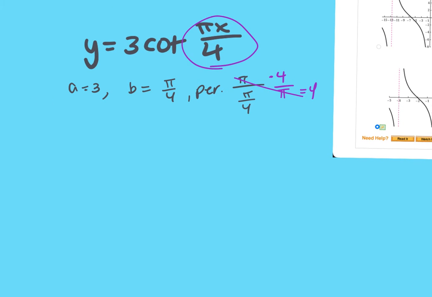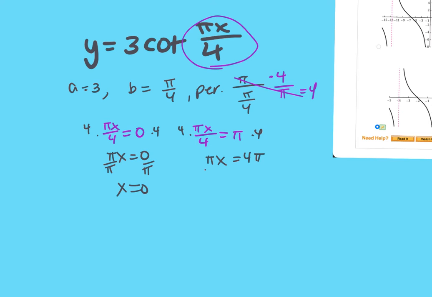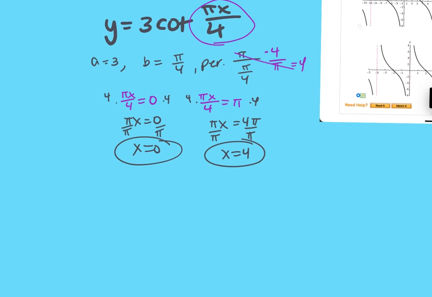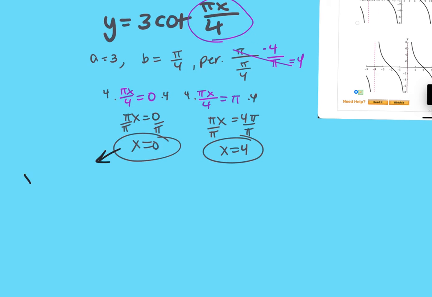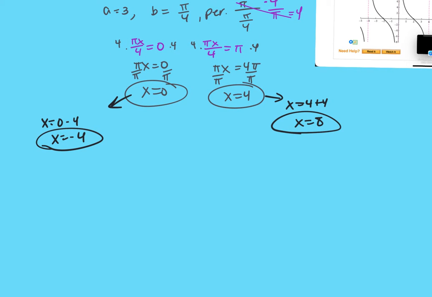So then I take this whole thing, pi x over 4, and set it equal to 0, and pi x over 4 and set it equal to pi. Multiply by 4, pi x equals 0, divide by pi, x equals 0. Multiply by 4, pi x equals 4 pi, divide by pi, x equals 4. Those are the middle two asymptotes. From the one on the left, you subtract the period, so 0 minus 4. To the one on the right, you add the period, 4 plus 4. Now that's your first and your last as you move from left to right.